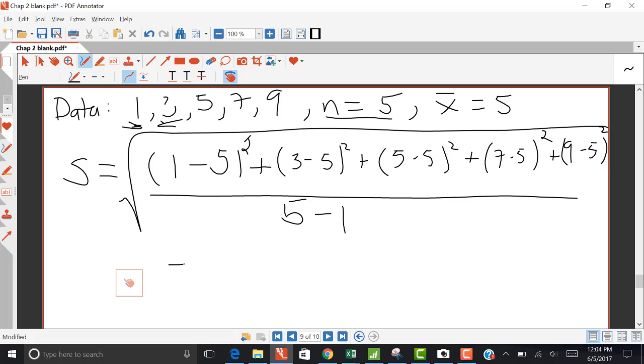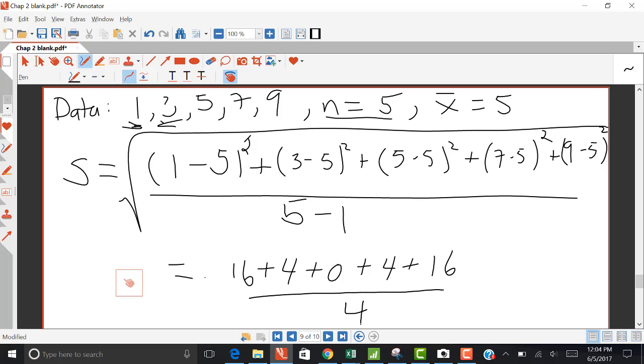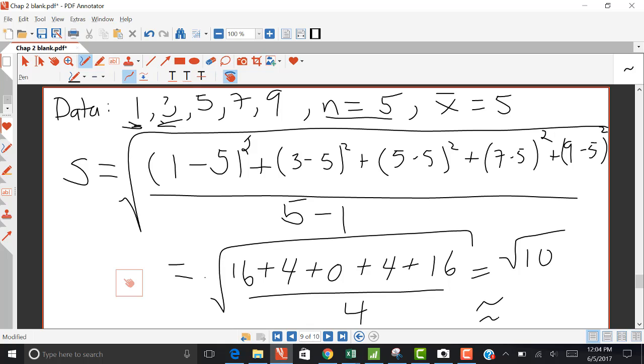So this is just equal to 16 plus 4 plus 0 plus 4 plus 16, divided by 4, square root of that, which is equal to the square root of 10, which is a little bit over 3. So the standard deviation here is about 3.